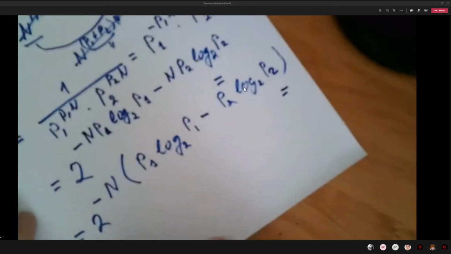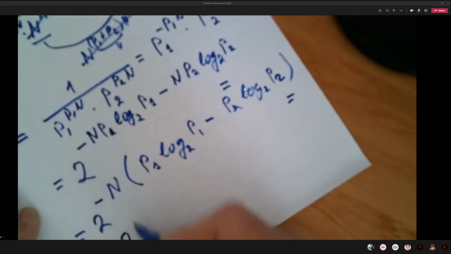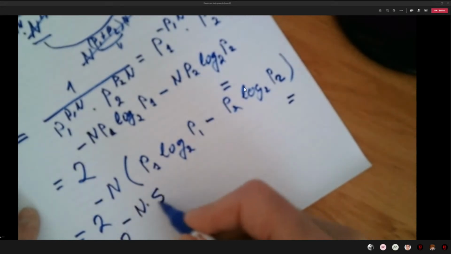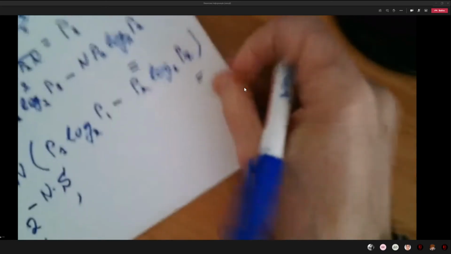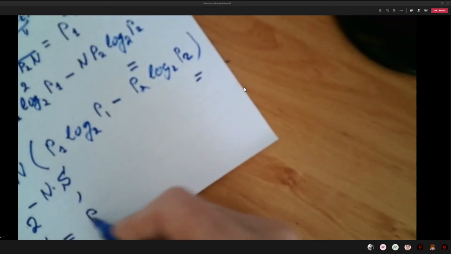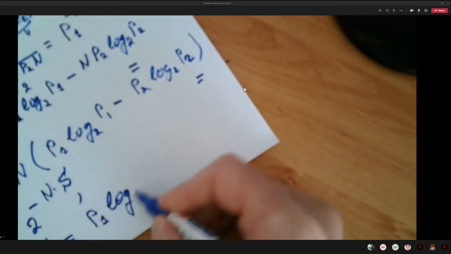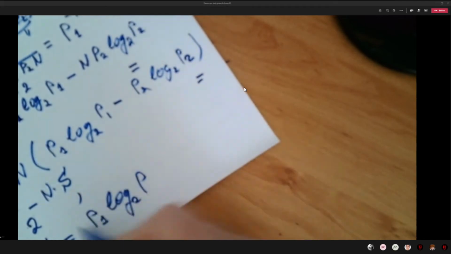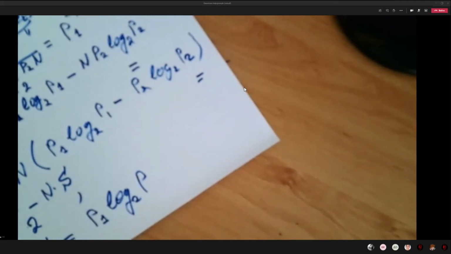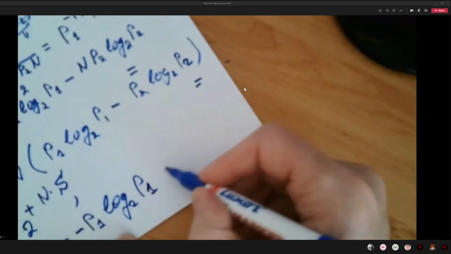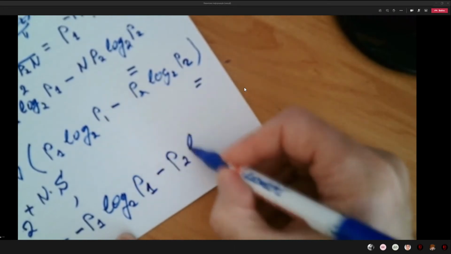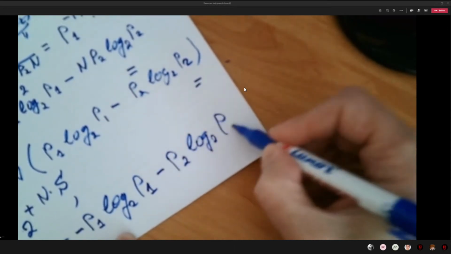And finally, let us write it in this way. It is 2 to the power minus n multiplied by s, where we introduce the notation s, which is equal to p1 log 2 p1, sorry, here write plus and here minus: minus p1 log 2 p1 minus p2 log 2 p2.